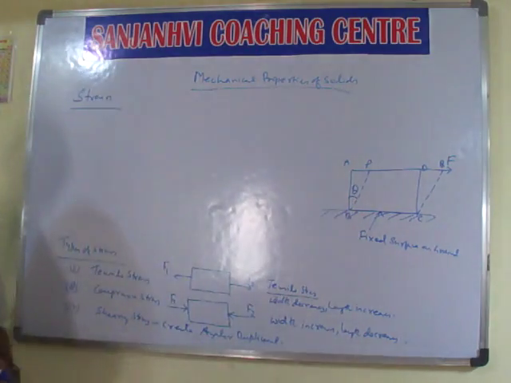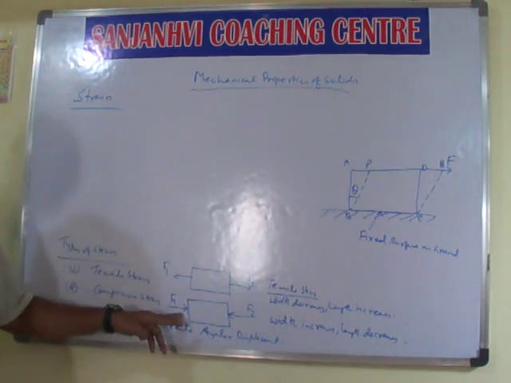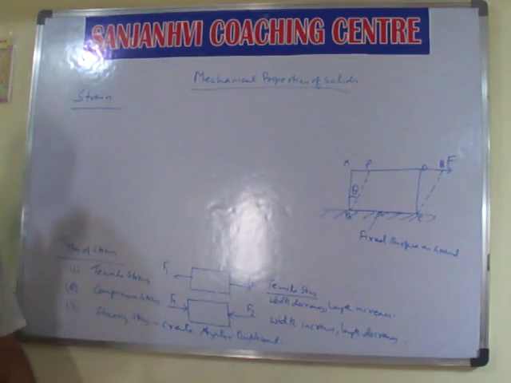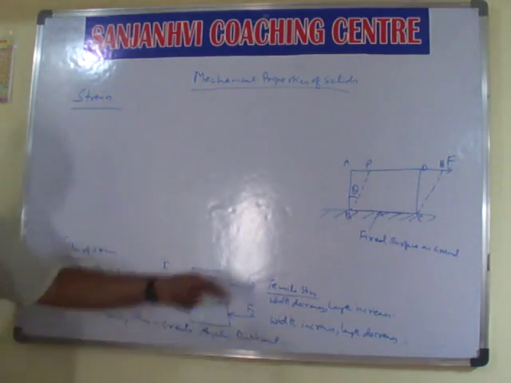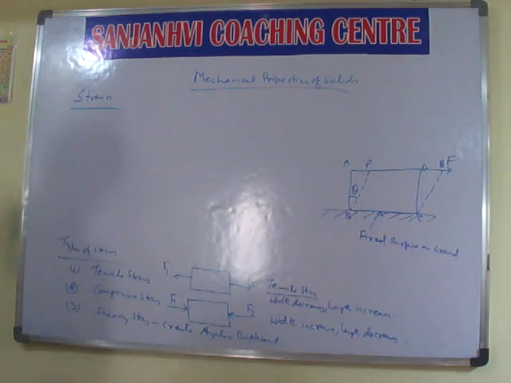Right? In tensile stress, width decreases, length increases. In this case, width will increase, whereas length will get reduced. Okay. And in shearing stress, an angular displacement will be taking place. Right. So now strain.